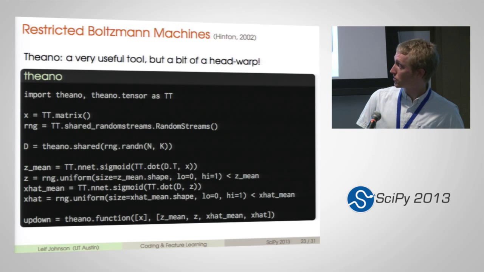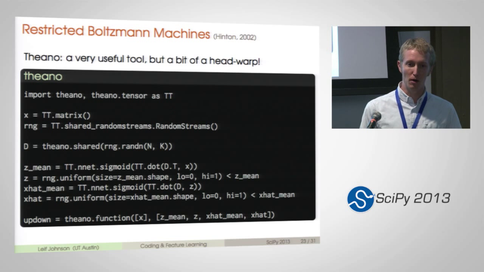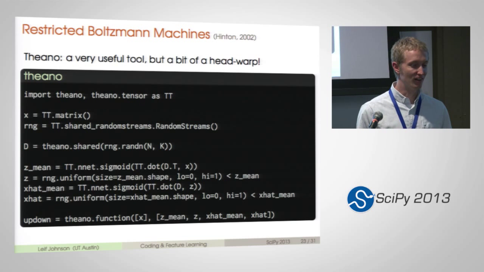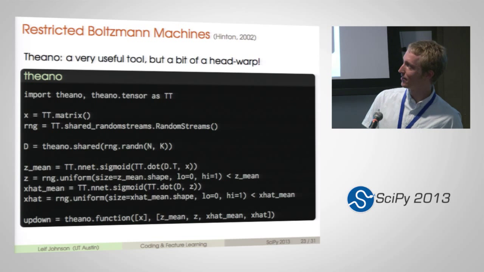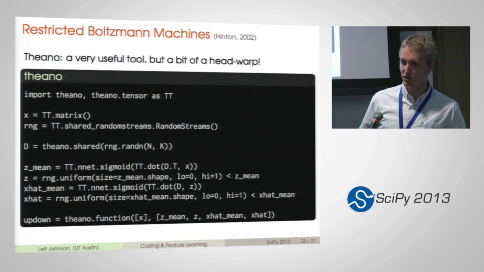Just to give you some code overdose, here's what an RBM up-down pass looks like in Theano. Theano has this really kind of head-warpy way of looking at things. It's really, really effective once you learn how to do it, but it takes a little bit of learning. So you do all your imports, and you create a shared array that has your dictionary.